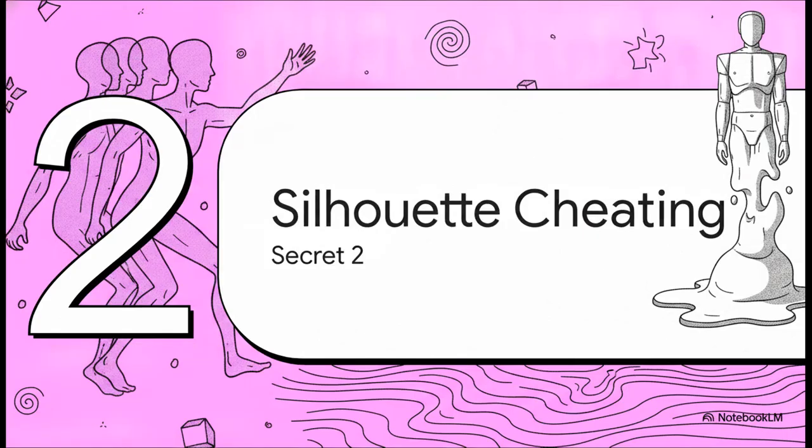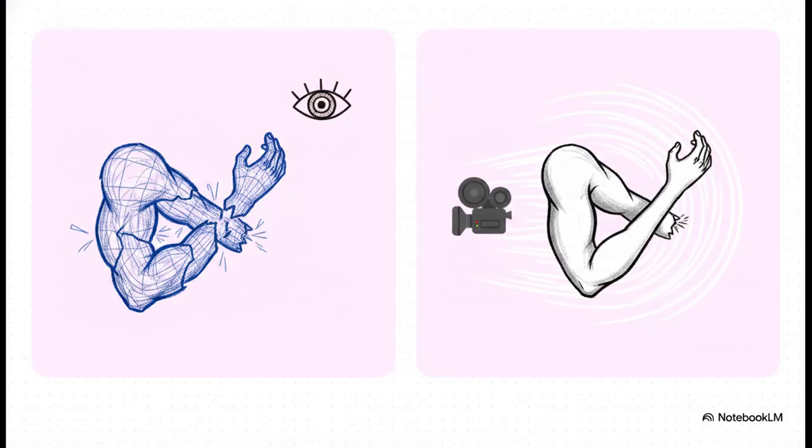Moving right along, let's look at secret number 2, non-Euclidean silhouette cheating. Now we're shifting our focus from how we manipulate time over to how we manipulate space. Because while beginners tend to treat 3D rigs like these unbreakable statues, professionals treat meshes more like liquid clay.